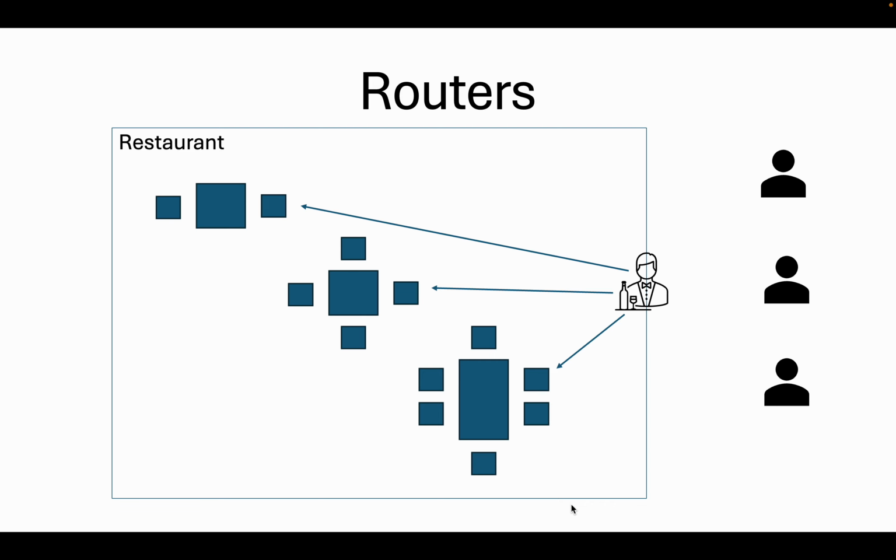Similarly, routers work in the same manner. According to the path name, according to the request coming in, they decide on that basis which function they have to call. So this is the very basic example for that.